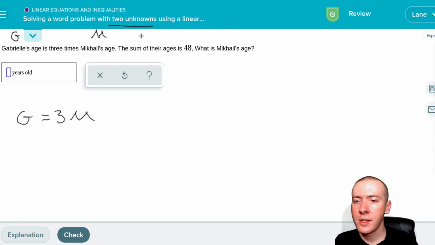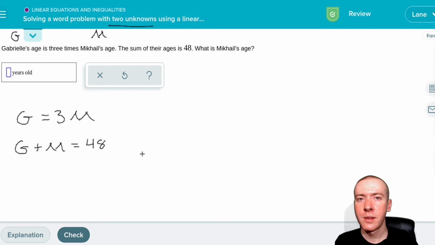The second sentence says the sum of their ages is 48, and what that means is that G plus M equals 48. And the problem is asking us to find Mikhail's age. So we are going to solve this system of equations for M.